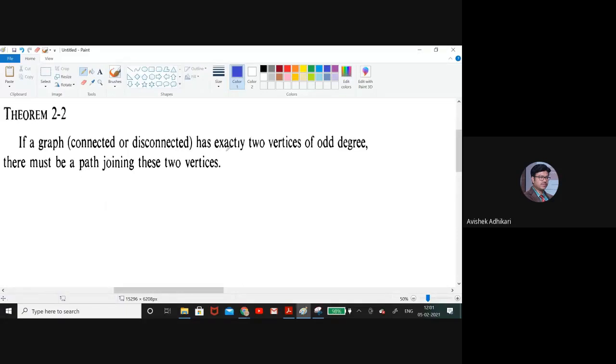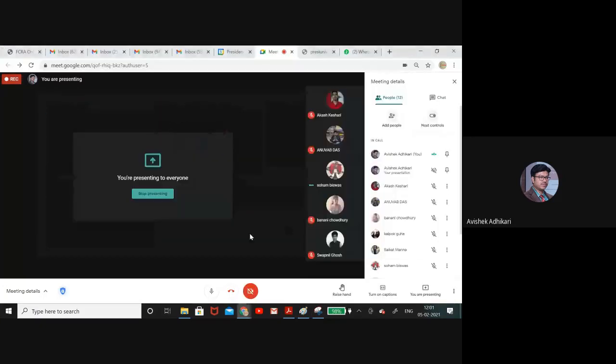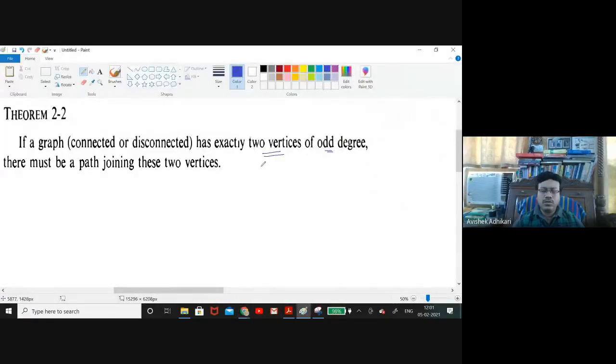So what it says is that it has exactly two vertices of odd degree, right? Say one vertex is u, and the degree of this vertex is odd, and say another vertex is v, and the degree of v is also odd.